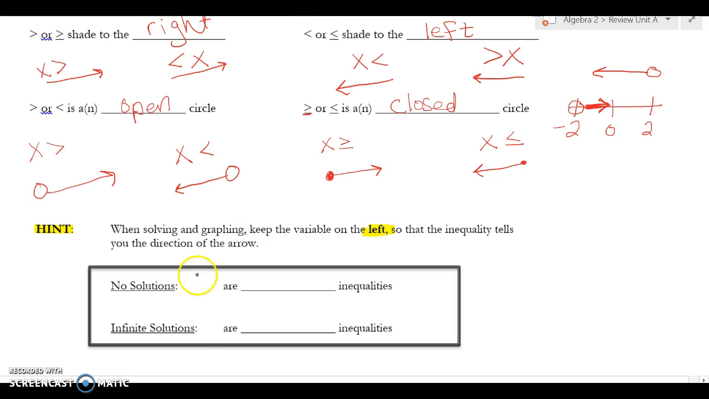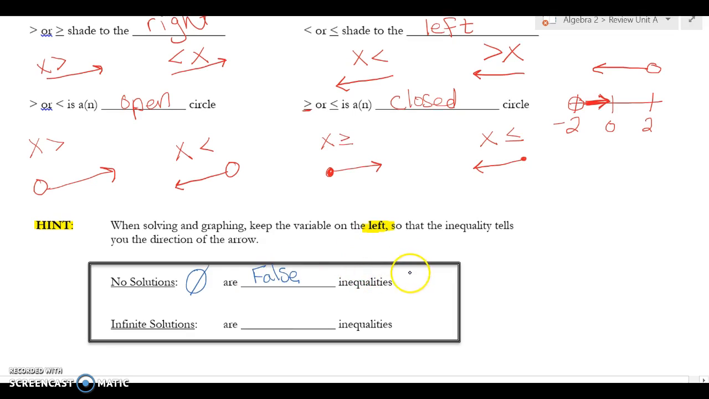All right, so a no solution is a false inequality. A false inequality is going to be something like 3 is greater than 5. That's not true. Another false inequality would be 3 is greater than 3. 3 is not greater than 3. It's the same as 3. So both of those are false inequalities. So those are no solutions.